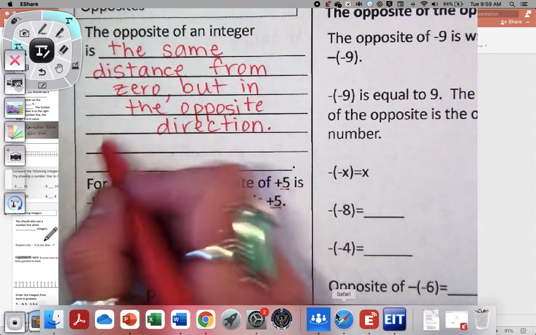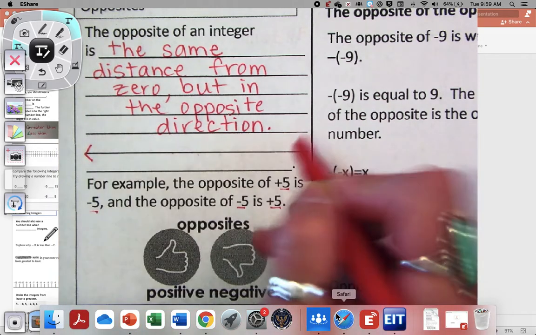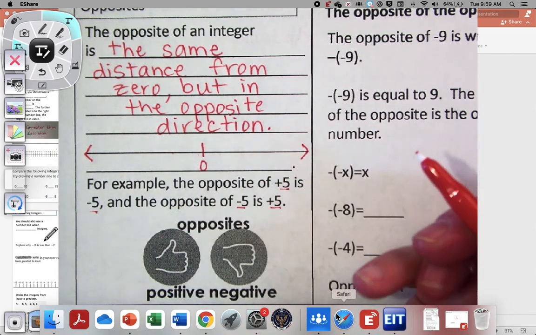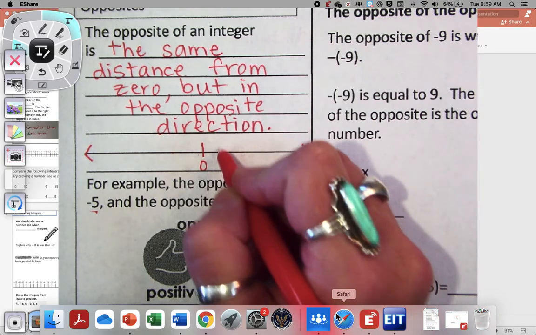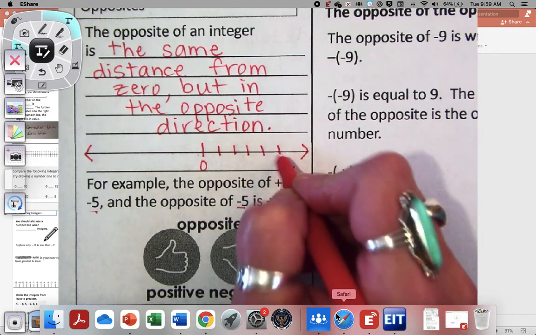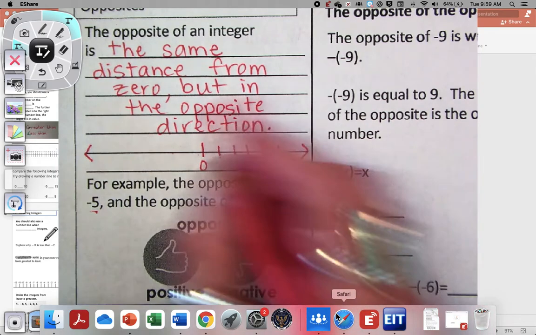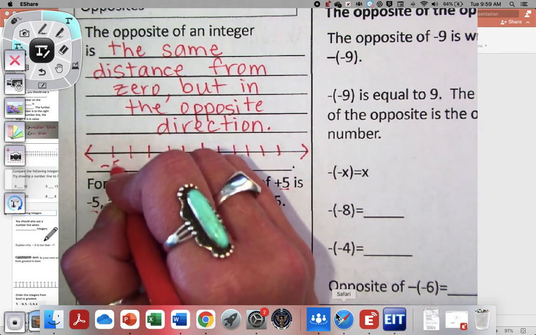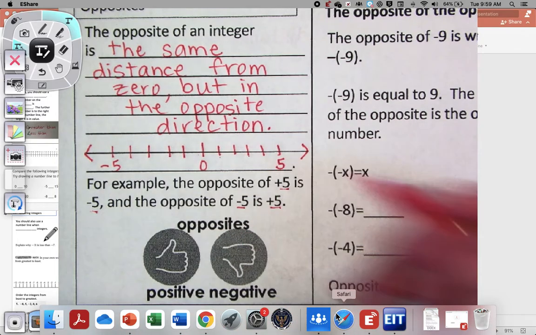And we can prove that. If you want to make one of these lines a number line, we're going to have 0 in the middle. We're going to go all the way to positive 5 here on the right. 1, 2, 3, 4, 5. 1, 2, 3, 4, 5. Negative 5 on the left.